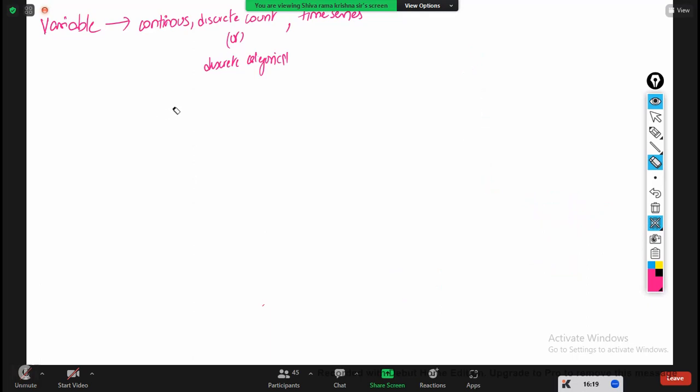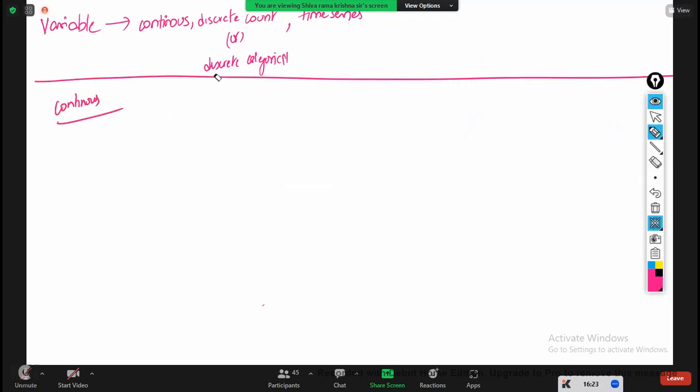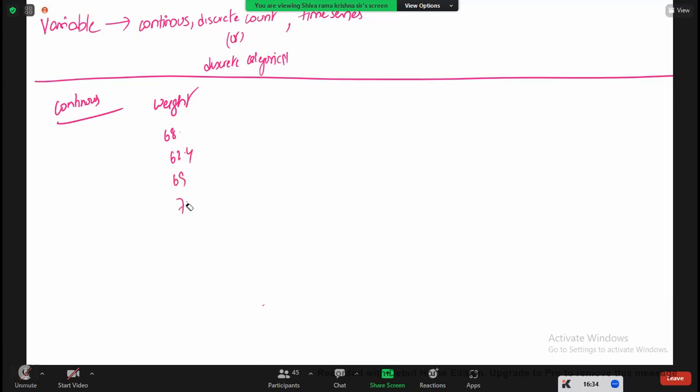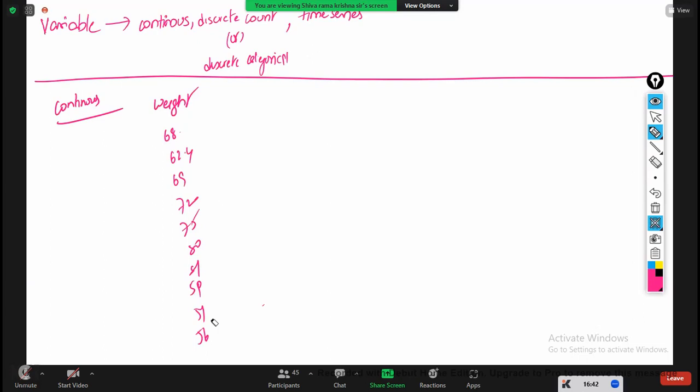I'm taking the weight of the students. I have student weights like 68 kgs, 62.4 kgs, 69 kgs, 72, 75, 80, 81, 59, 54, 56. Something like this. Total 10 values are there. Some student weights are like this.